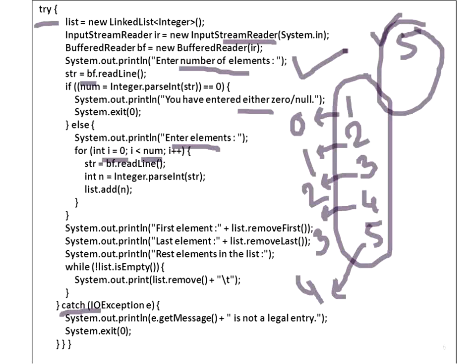This is num. 4 is less than 5. So it is less than num. And then i plus plus. We will read those inputs and then we will add it. Now next, if you see, yes, 0 to 4 is equal to 5. Total 5 values. Then we will print first element, last element. And once these elements are read, it is removed from the list. And then we print rest of the elements in the list. Now can you tell me what will be the output of this program?